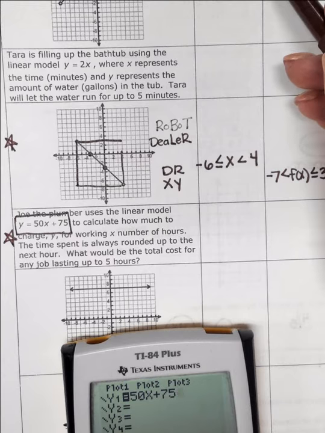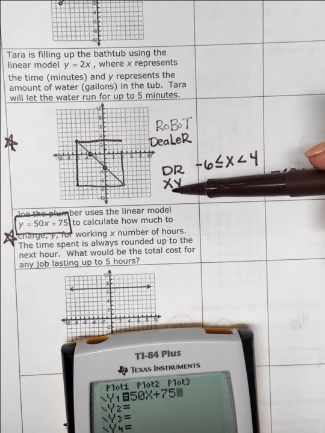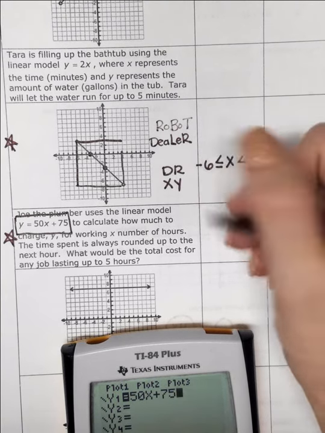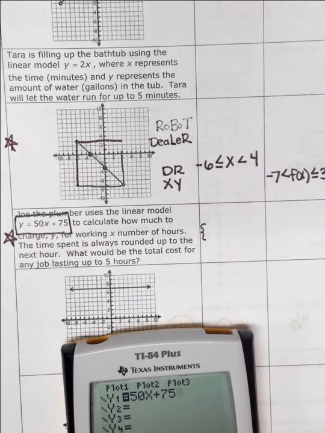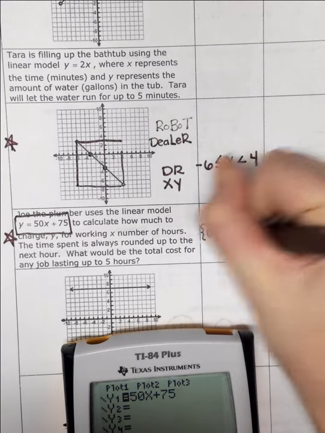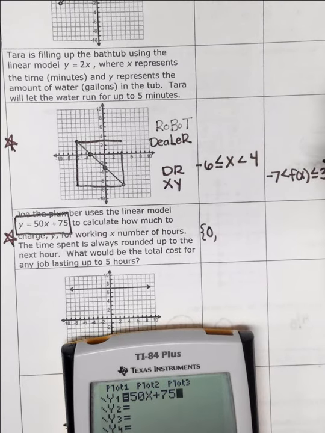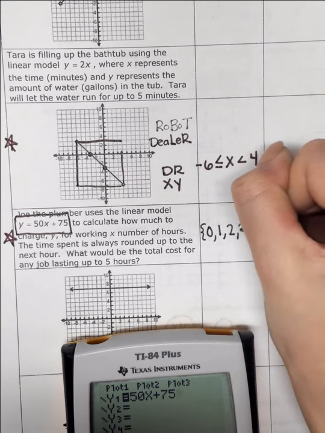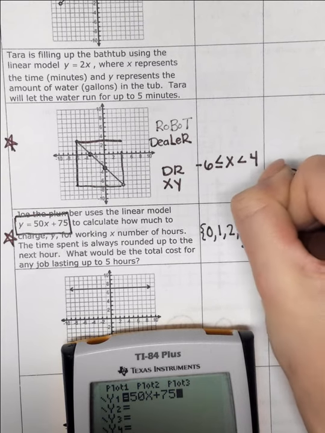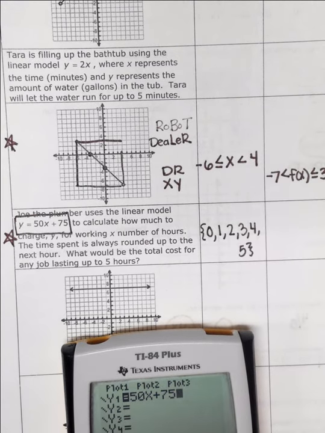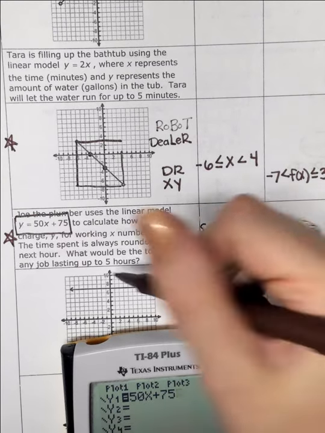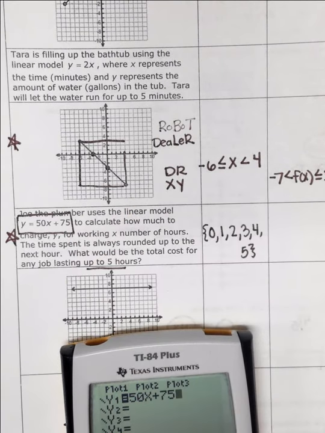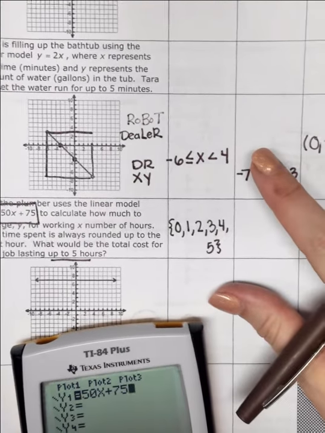So domain, which the doctor tells us is x, is hours. So what is the least number of hours that you can work? 0. Can you work 0.5 hours? No, it's always rounded up. So 1, 2, 3, 4, and 5. I'm stopping at 5 because it says up to 5. It's crazy how much you can get when you read.